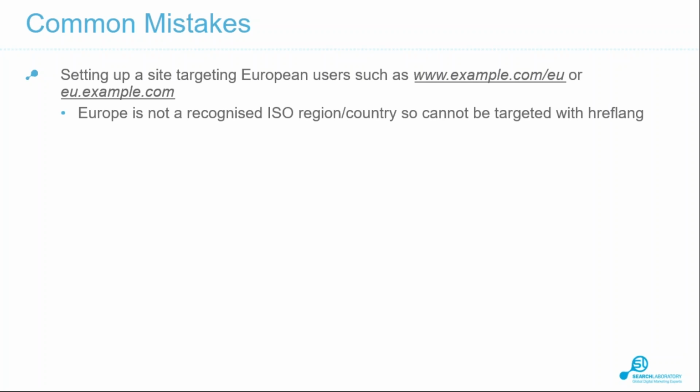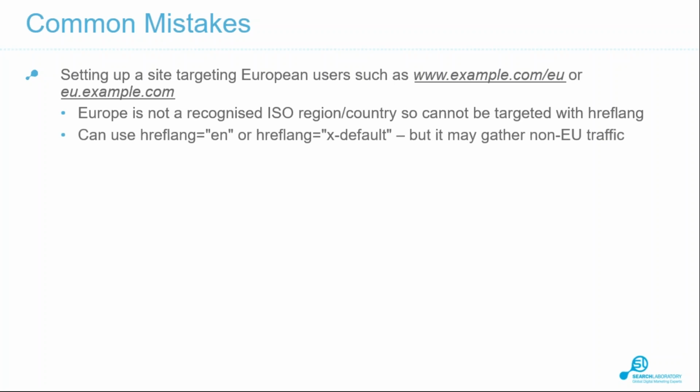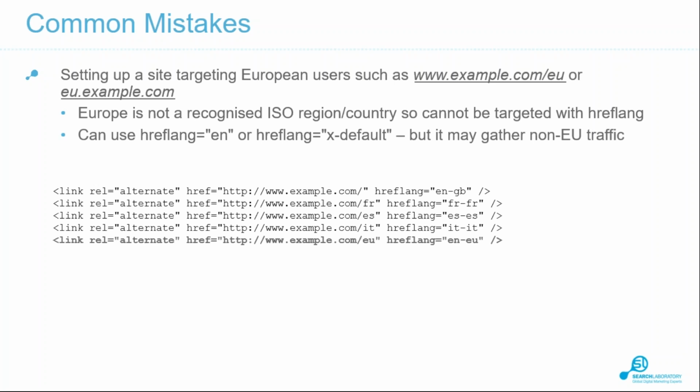ISO is the International Standards Organization, and they basically dictate the language and country codes that are recognized globally and used by search engines. We couldn't use this for Europe because it isn't a recognized country, so we couldn't implement hreflang to that level. What we could use is hreflang EN for English or hreflang x-default for all other, but the consideration here is it may gather non-European traffic, which we may not want to be landing on our European brand website. So this is a piece of code that I've seen numerous times attempt to be used in hreflang.